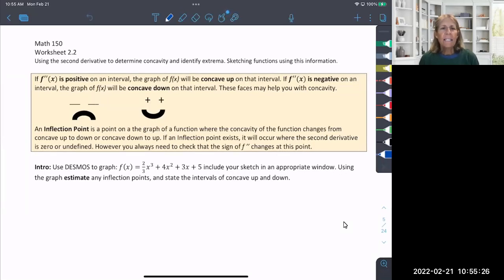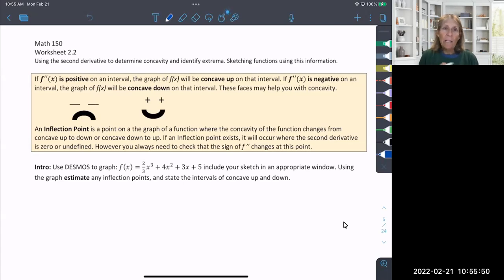Hi, everyone. Today we're going to work in section 2.2. And just as a quick reminder, in section 2.1, what we looked at was how the first derivative could give us information about a function. So the first derivative could tell us where a function was increasing or decreasing.